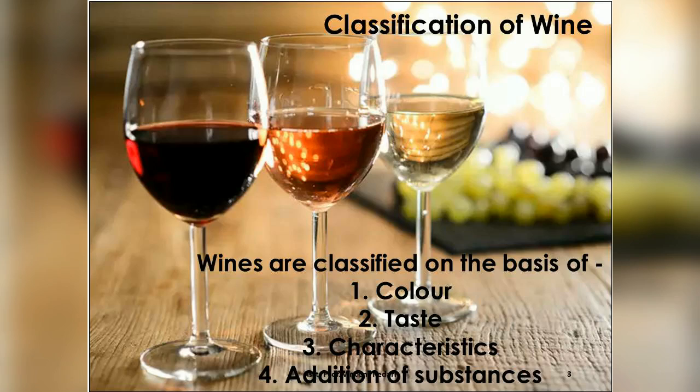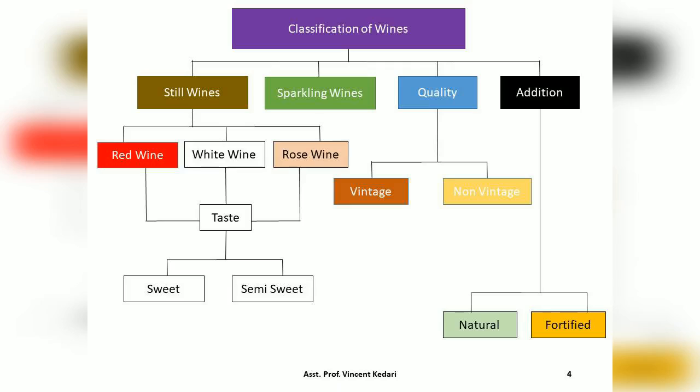Then there are various characteristics, depending on how many years the wine has been produced, has been stored, or generally the various characteristics they have. And the other point is addition of substances, wherein sometimes a wine is being flavored or some kind of aroma is being given to it. So that's the reason I have mentioned that also in the classification. Now we'll move to the next slide, where we will get into depth. You will get a better idea of what I'm trying to say.